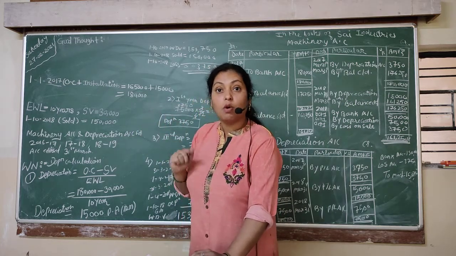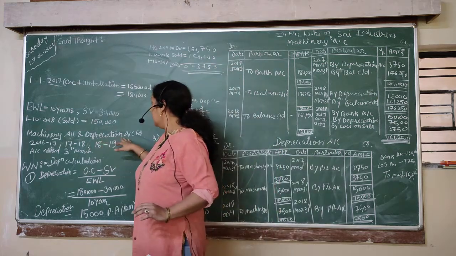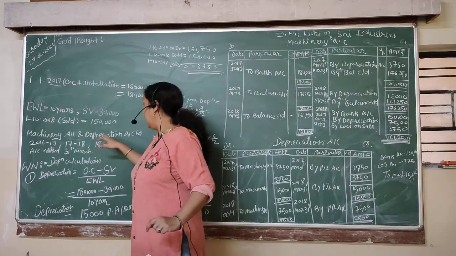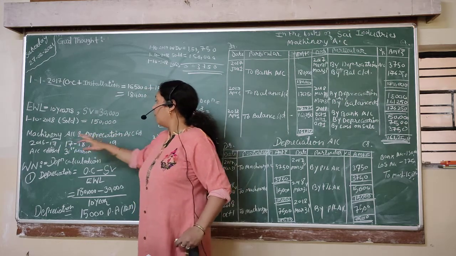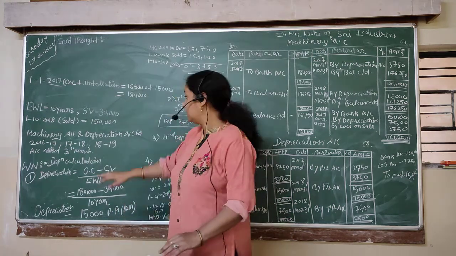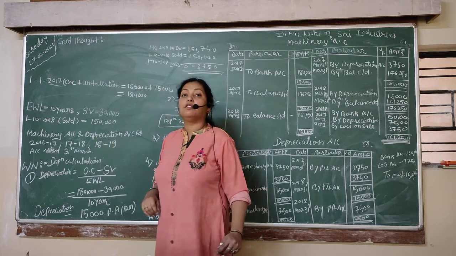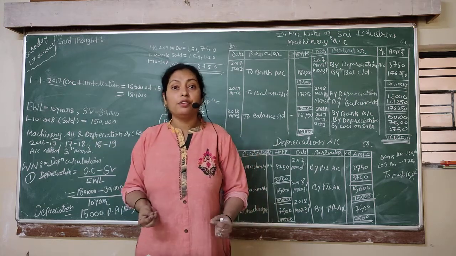Now we will see what they have asked us. They have asked us to prepare the machinery account and depreciation account for 3 years, and the 3 years are 2016-17, 17-18, 18-19. Few students will get confused.